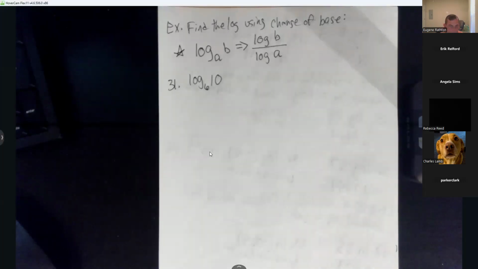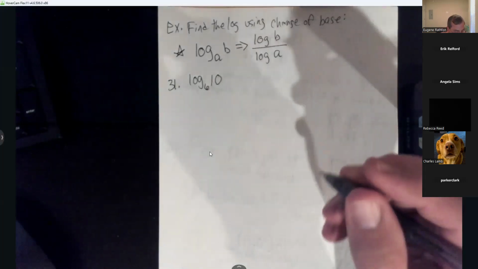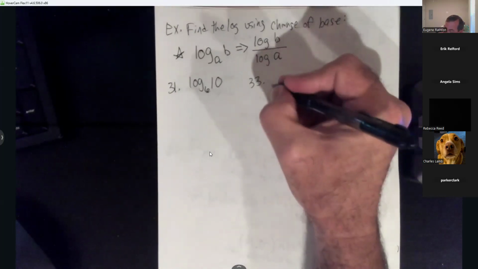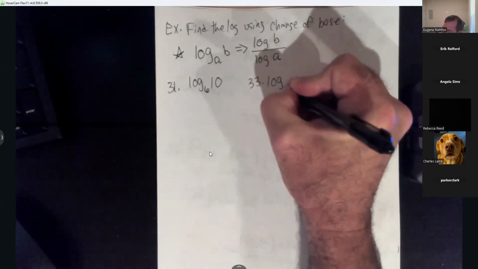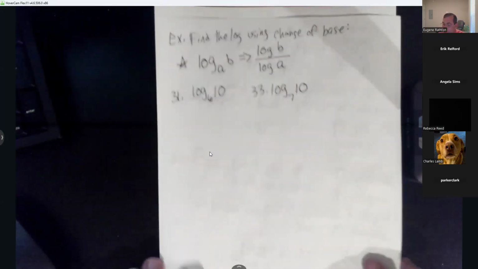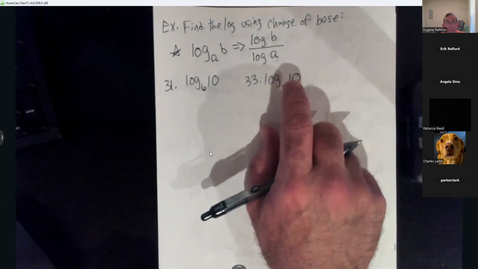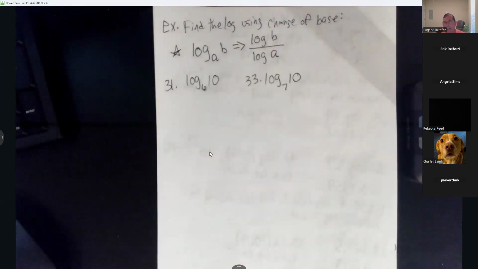All right, so y'all, there's like 3 or 4 doing that. So let me do one like my 33 and see what y'all get. Log base 7 of a 10. And y'all do it either way you got to, but round me out 4 decimal places on that answer.